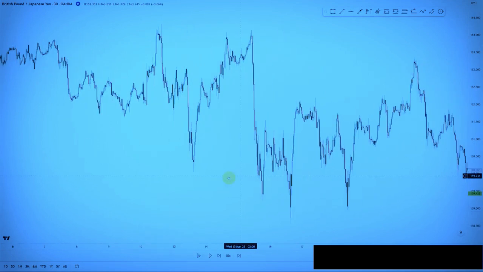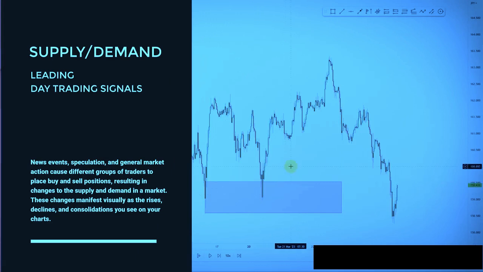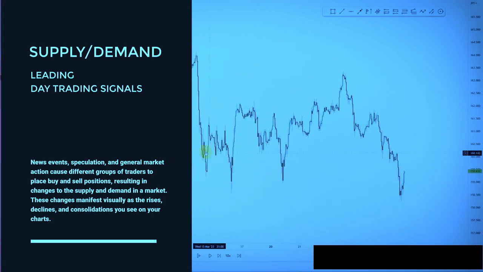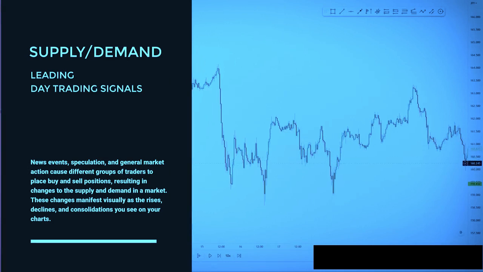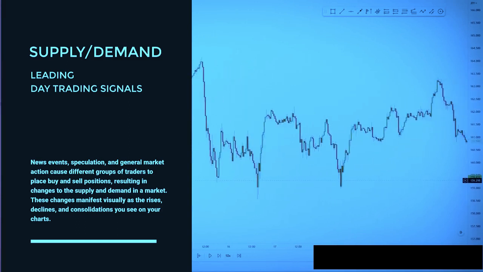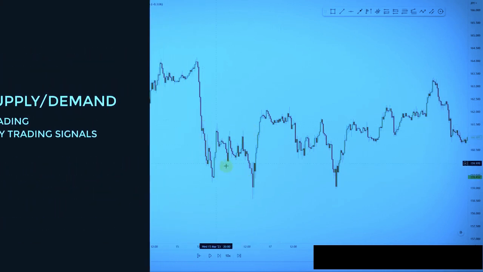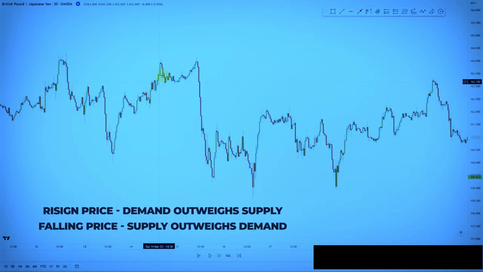But over the last years, I've slowly incorporated supply and demand in my day trading plan. This trading approach takes the best of support and resistance and adds the concept of supply and demand. News events, speculation, and general market action cause different groups of traders to place buy and sell positions, resulting in changes to the supply and demand in a market. These changes manifest visually as the rises, declines, and consolidations you see on your charts. When you see price rising, it means demand outweighs supply. When you see price falling, supply outweighs demand.